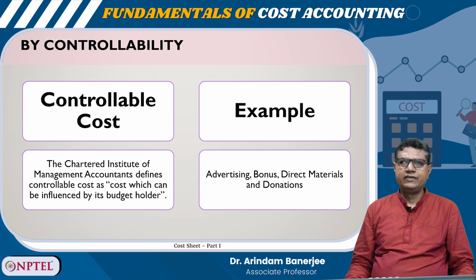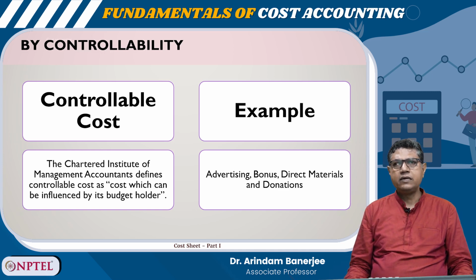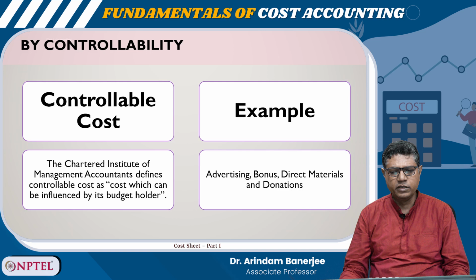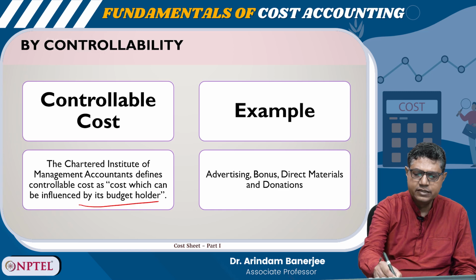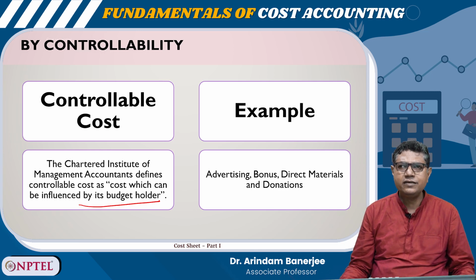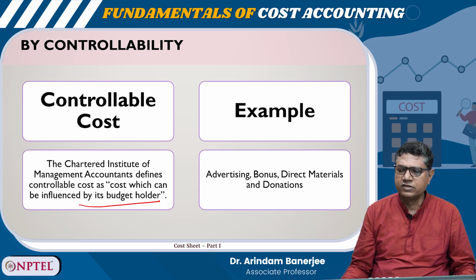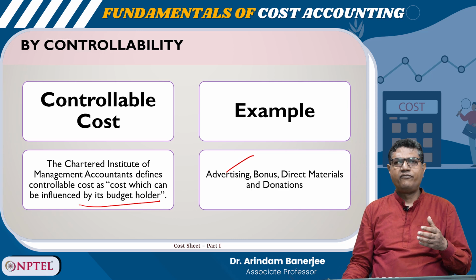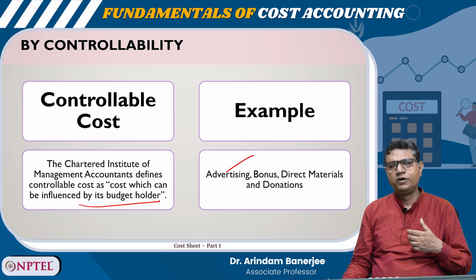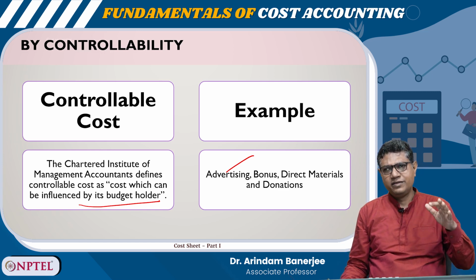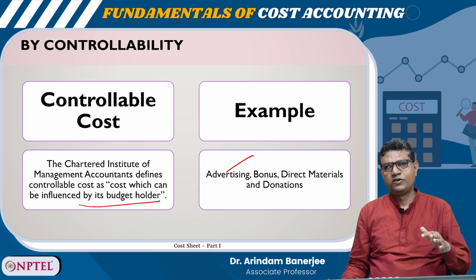Another way of classifying is controllable cost and uncontrollable cost. So what is the definition of controllable cost? According to CIMA, it is the cost which can be influenced by its budget holder. Any cost which is discretionary, we can say is a controllable cost, for example advertising. If the company faces a fund crunch from some economic tightness, then for the time being it can reduce the advertising cost.